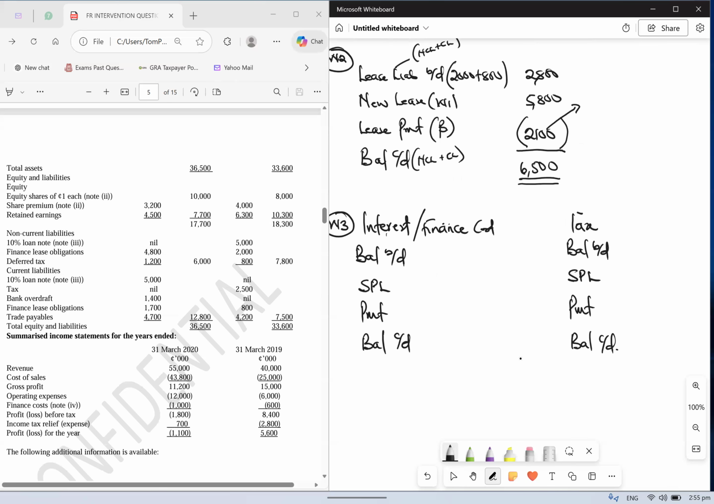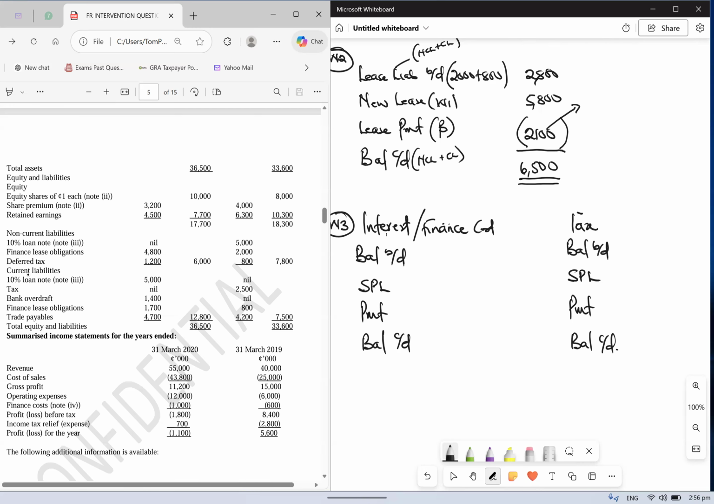So let's look at the finance cost. Do we have any balance on finance cost liability? No, no, no, no. So we don't have any. Where is the interest on the loan? Where is the interest on the loan?